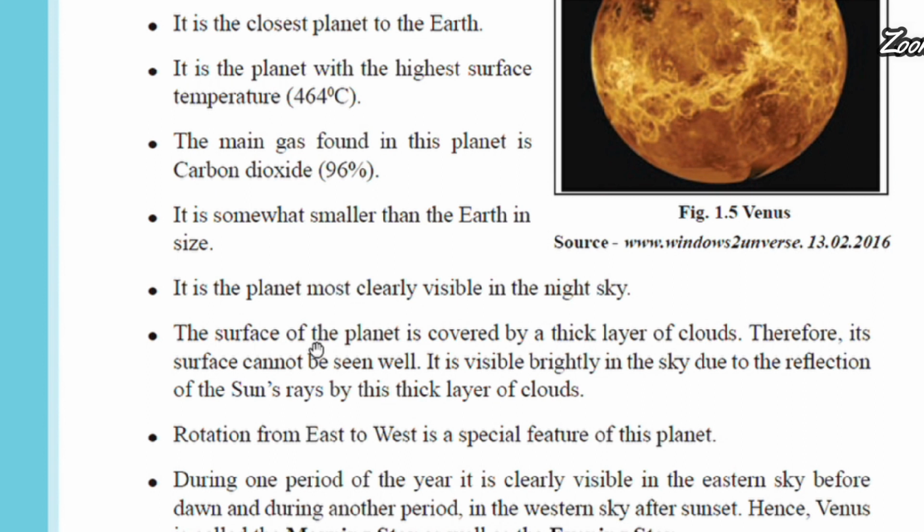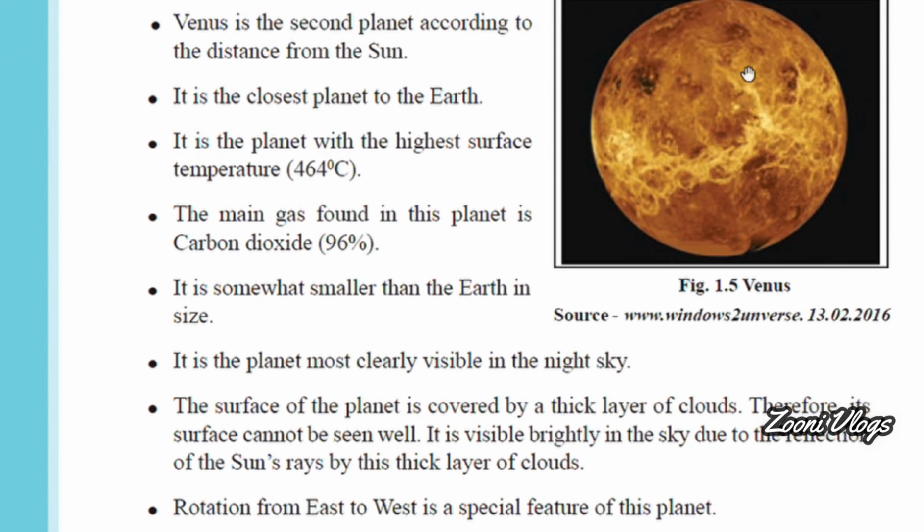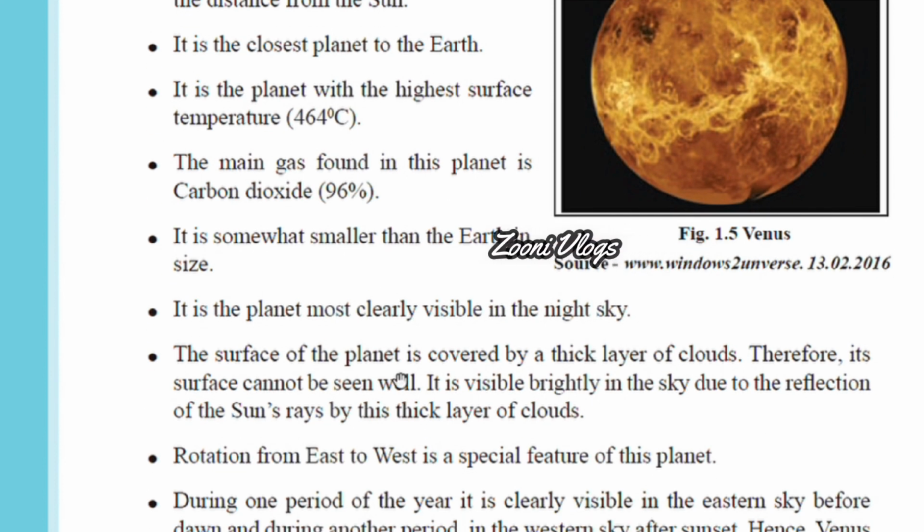The surface of the planet is covered by a thick layer of clouds. Now we can see here it looks just like mist. So we can imagine it may be a thick layer of clouds. Therefore its surface cannot be seen well.